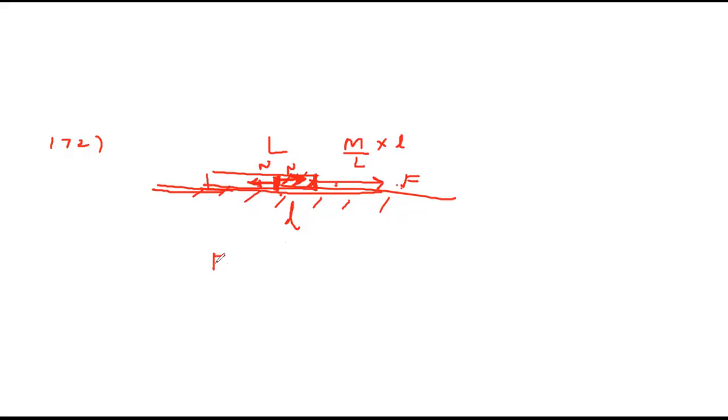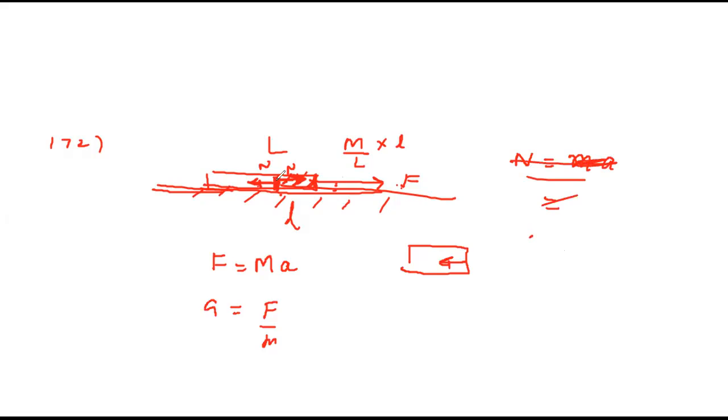The entire body will move with acceleration. Total mass into total acceleration, so acceleration is F by M. If you consider this part, then this is the tension here, which is nothing but N equals its mass into acceleration. And on the right side it is pulled by F.